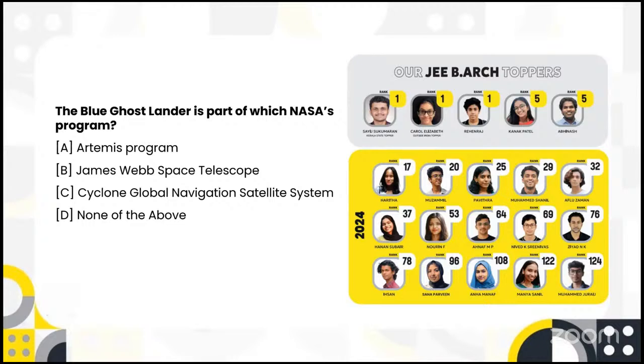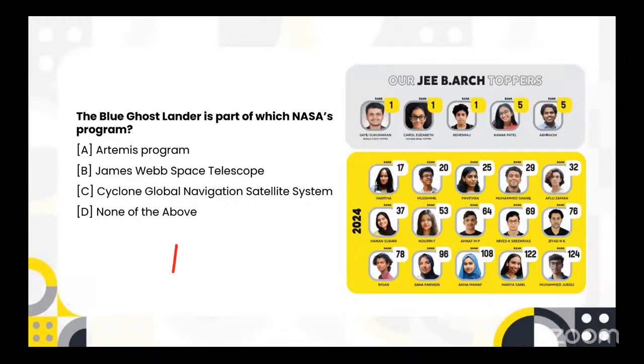Artemis program, James Webb Telescope, Cyclone Global Navigation Satellite System, none of the above. Okay, so this Blue Ghost lander is developed by Firefly Aerospace. The purpose is lunar exploration, that is, to explore the moon.